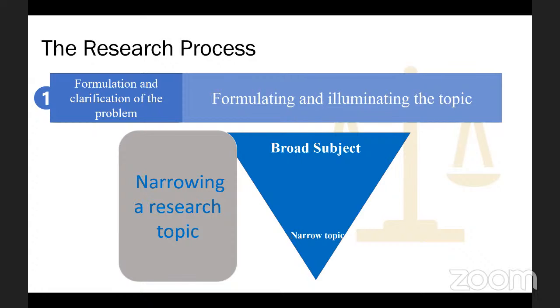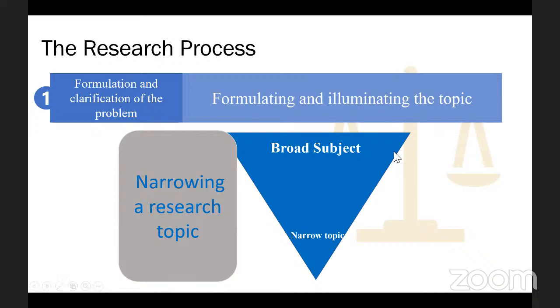So the first step, the formulation of the problem, or you can say the formulation of the topic, is basically narrowing down your research direction or research topic from a broad subject to a narrow topic. You have to go like a reverse pyramid, from the broad subject to the narrow topic.